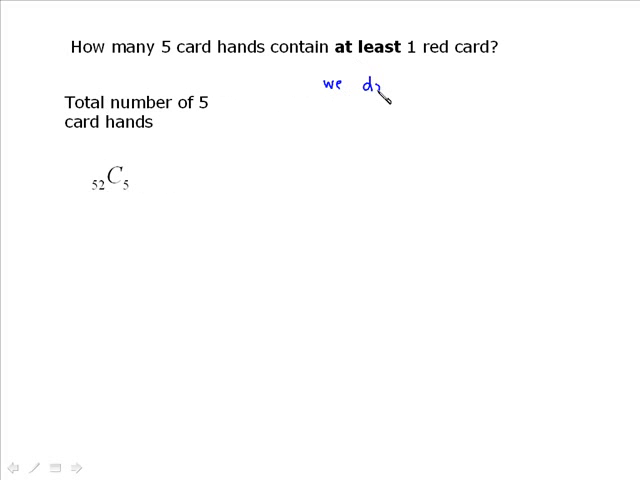We don't want 0 red, 5 black, all black. That's what we cannot have. So we work out the number of ways that that could be formed, 0 red, 5 black, and then we subtract it. And that would be 26 choose 0 for the red, and then 26 choose 5 for the black.